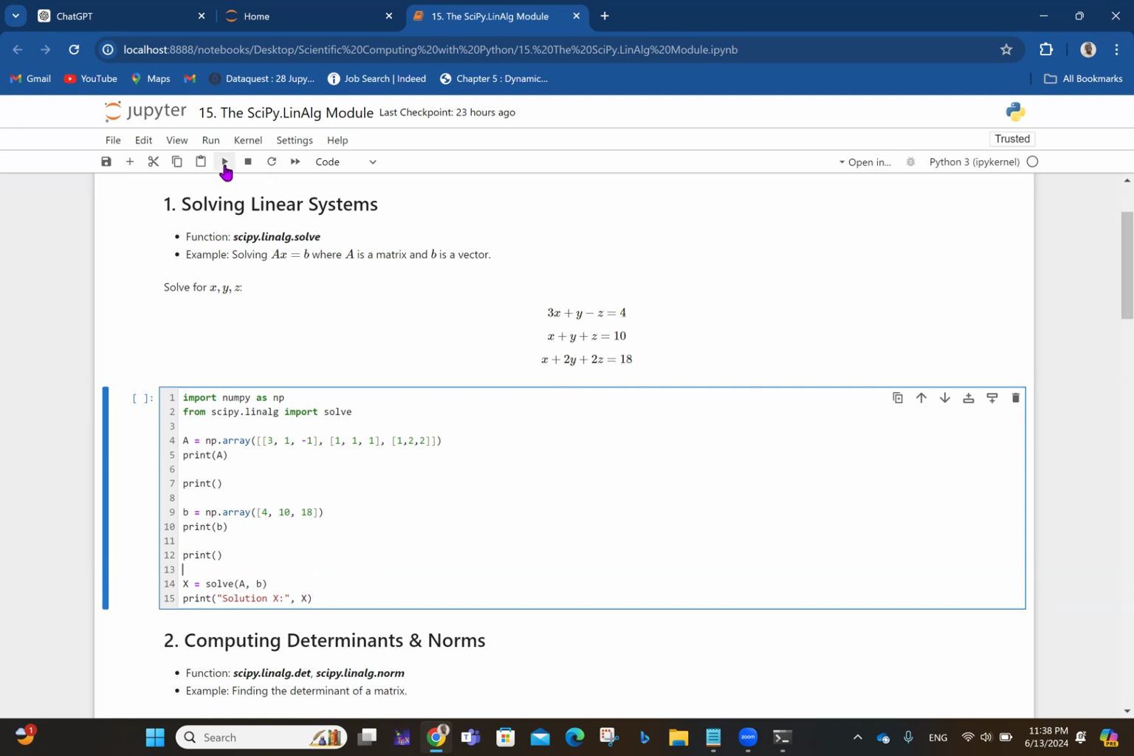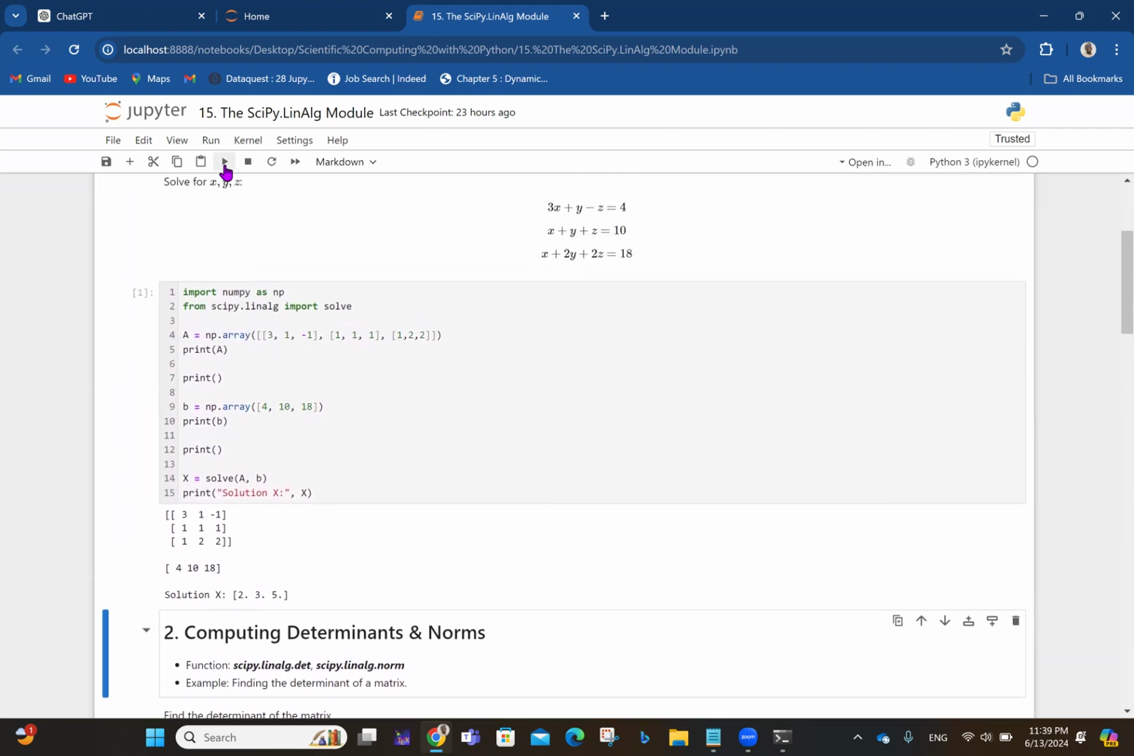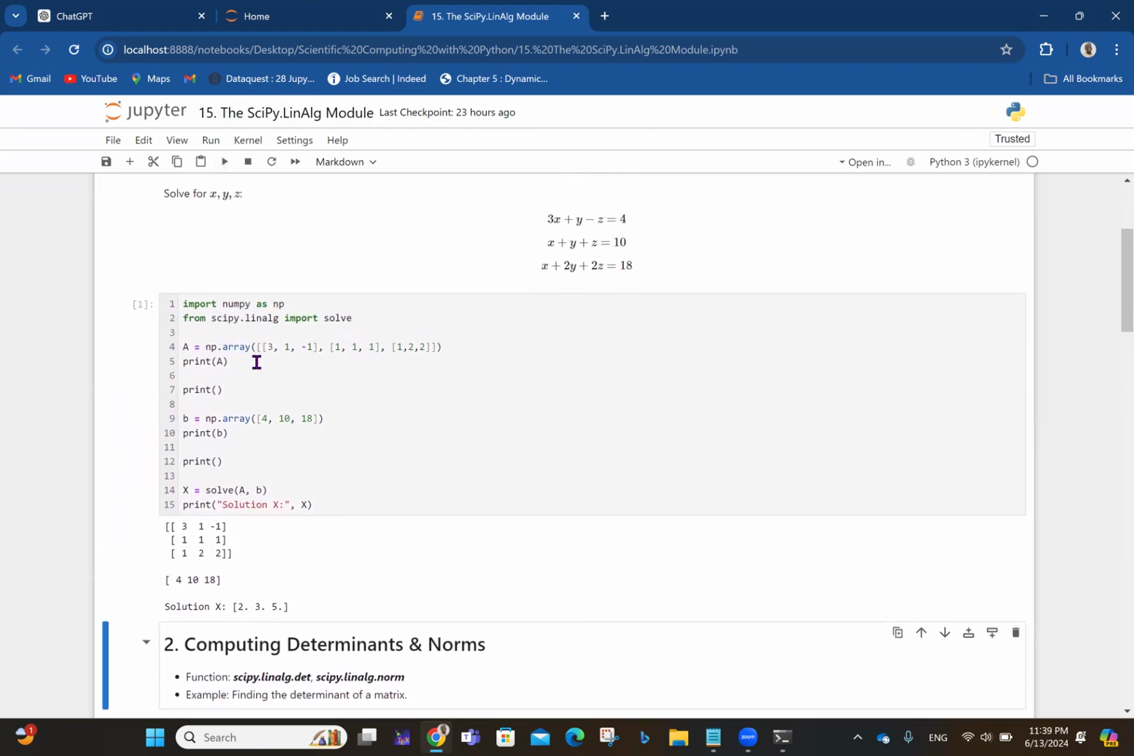So if I run it, you see all of that. Okay, it takes a bit of time, and then you see the solution. You can see A is actually this 3, 1, minus 1, 1, 1, 1, and all that. And then your B is this 4, 10, 18, like that. And then the solution, when you solve, is 2, 3, and 5. So it's actually a fast way.